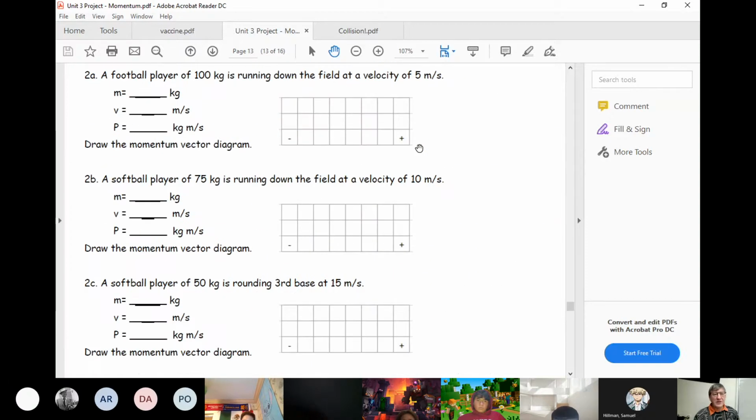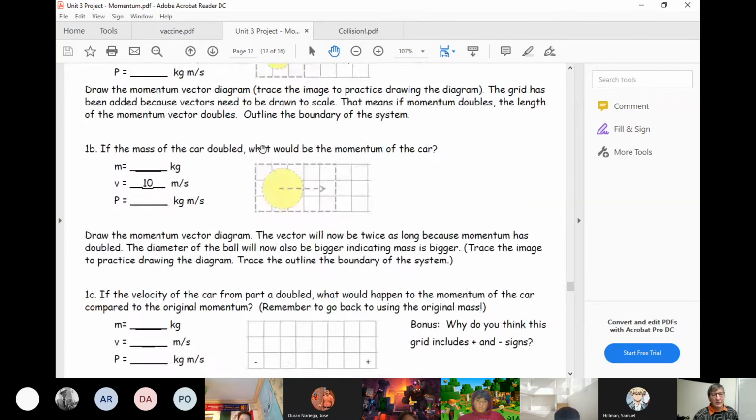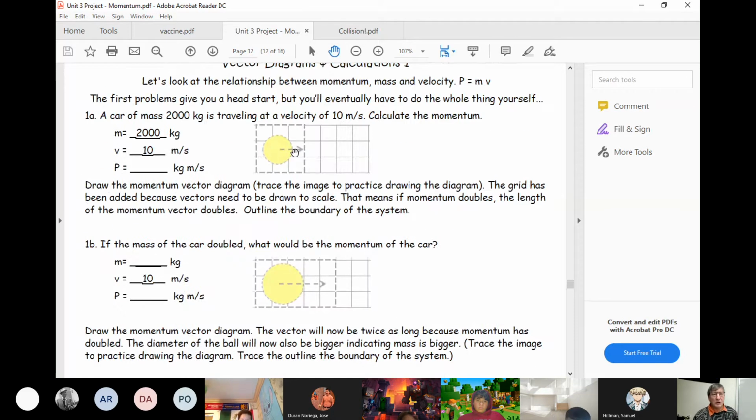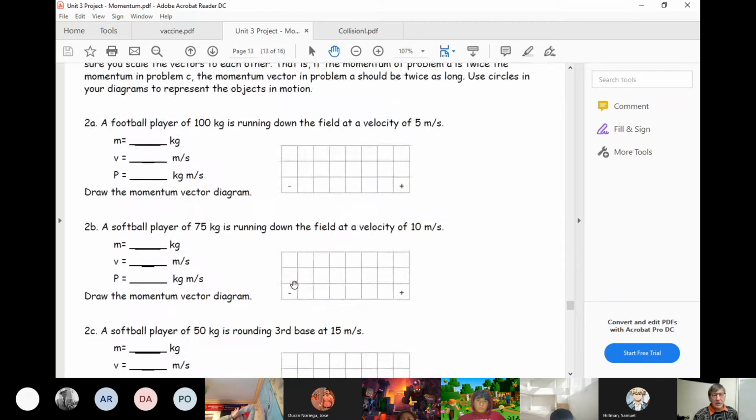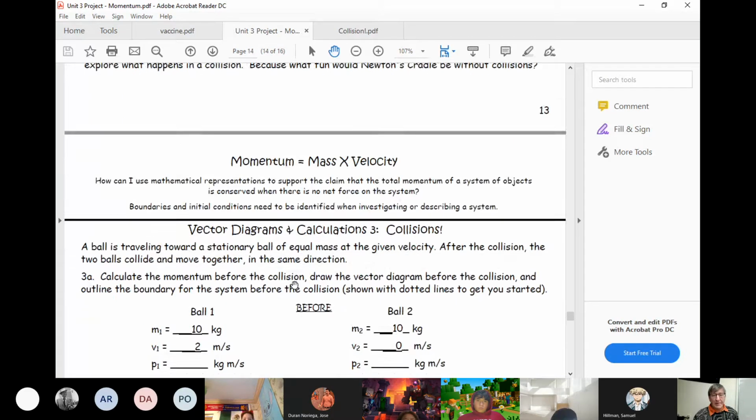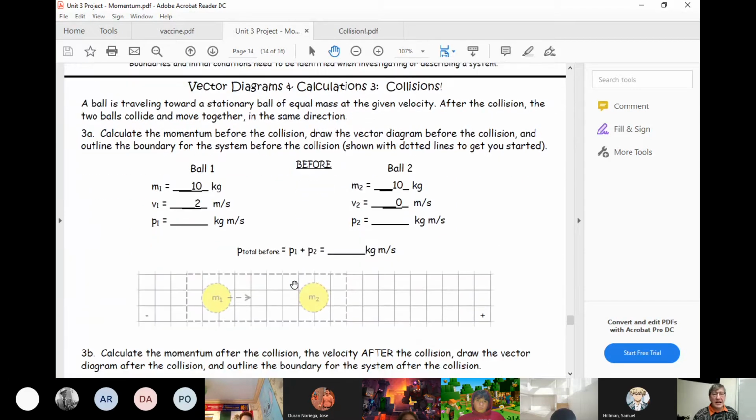Previously, we were just looking at things moving and how much momentum they had. Here we had a football player. We calculated their momentum, the letter P, momentum. We drew a vector diagram to show their motion, right? That was homework. We did the same thing here with a car that we represented with a circle, right? But now we're going to look at collisions and what happens when two things collide.